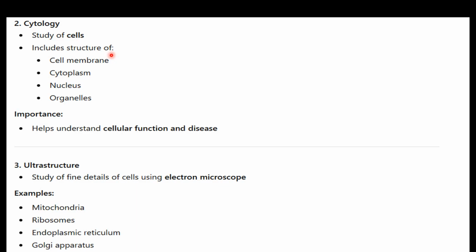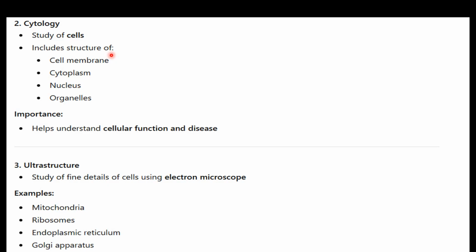Okay, it includes the structure of the cell membrane, cytoplasm, nucleus, and organelles. Okay, now what is the importance? The importance of this study is to help understand cellular function and disease. So cytology is mainly important to understand the cellular functions and diseases of the human body.